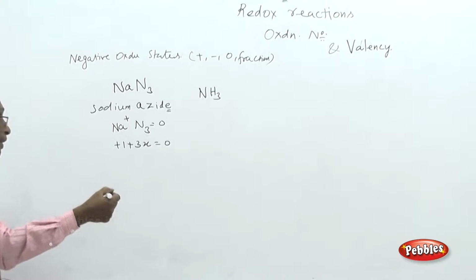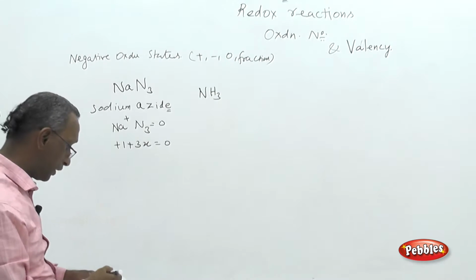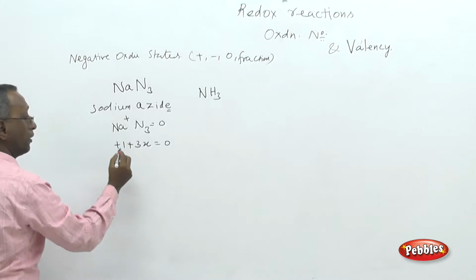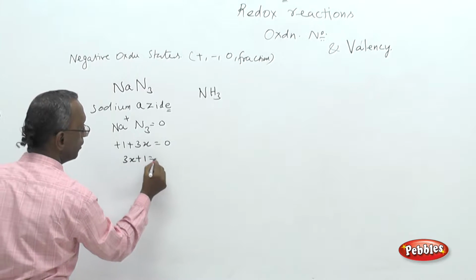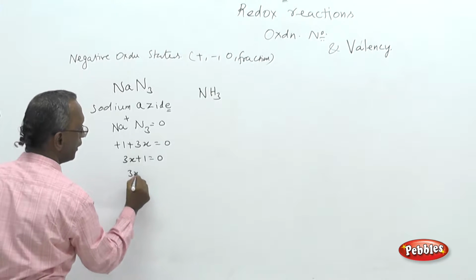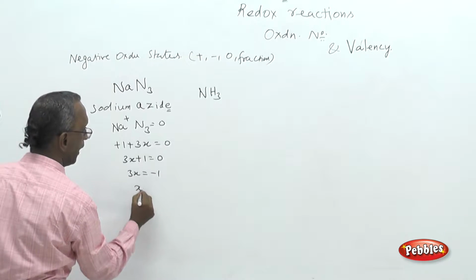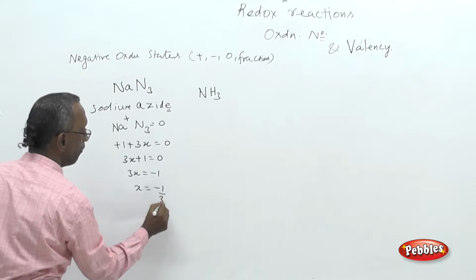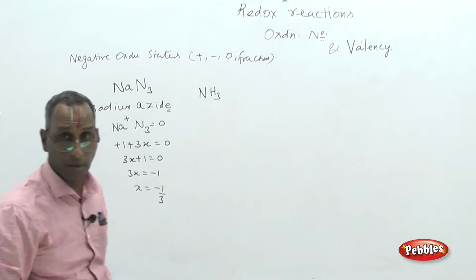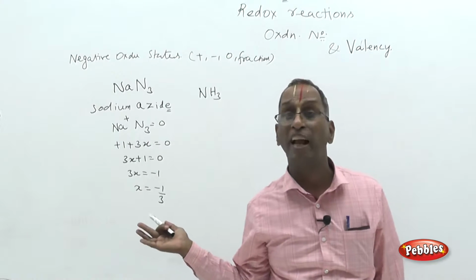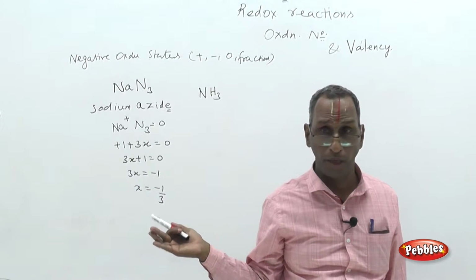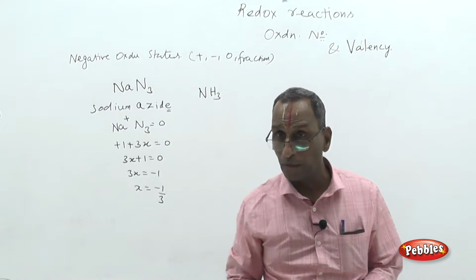We will once again revise the rules for the calculation of oxidation number a bit later. Now, solving this equation, 3x + 1 = 0, or 3x = -1, x = -1/3. Here the oxidation state of nitrogen is negative as well as fractional.